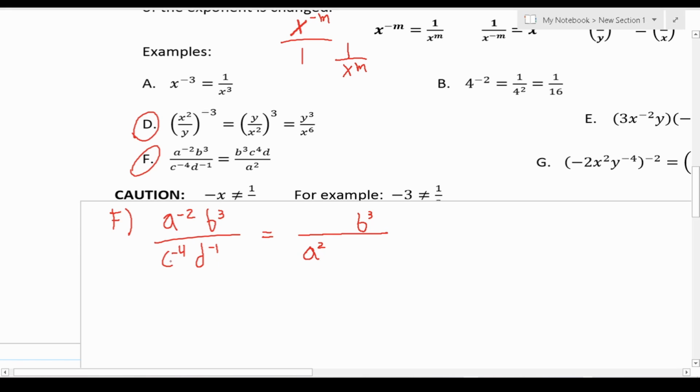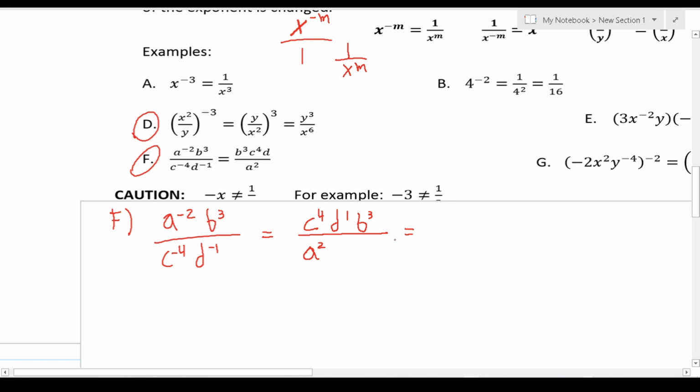Similarly, this C to the -4th, we can't leave a negative exponent in place. To get rid of it, you simply shift it across the fraction bar where it becomes C to the 4th. As you can see, by shifting it across this fraction bar, it went from negative to positive. Same with D to the -1st. We can't leave that in the answer. We have to shift it across the fraction bar where it becomes D to the 1st.